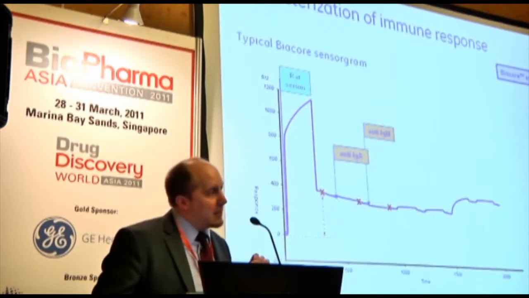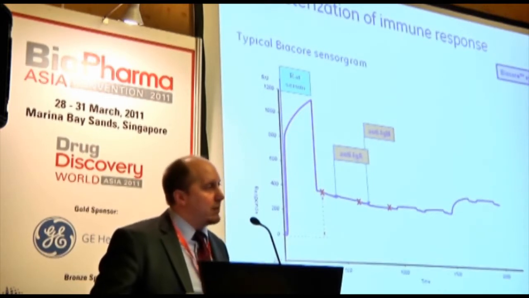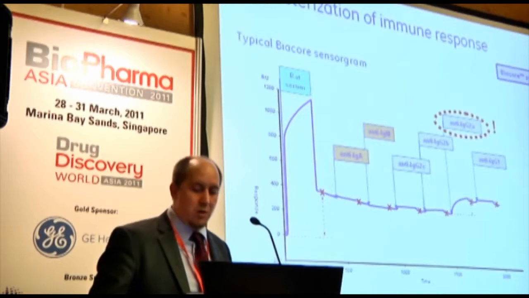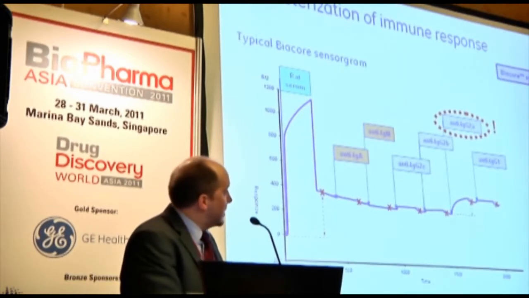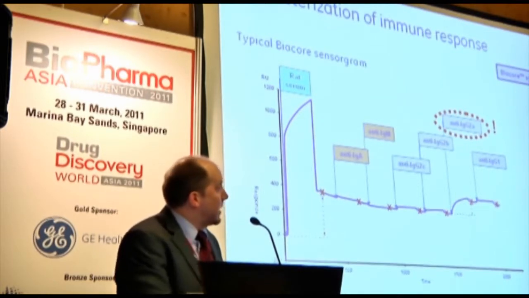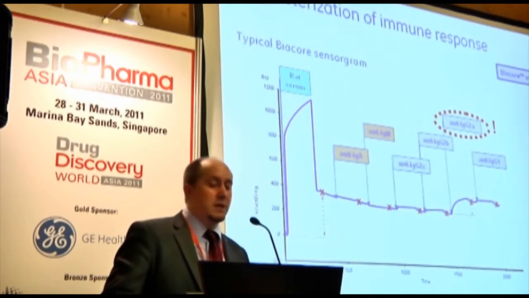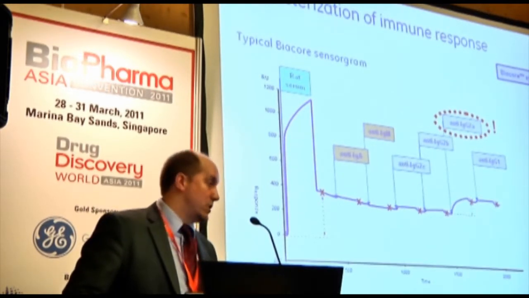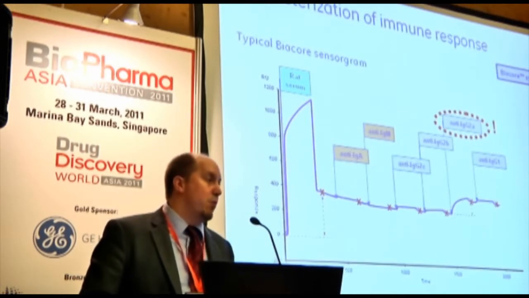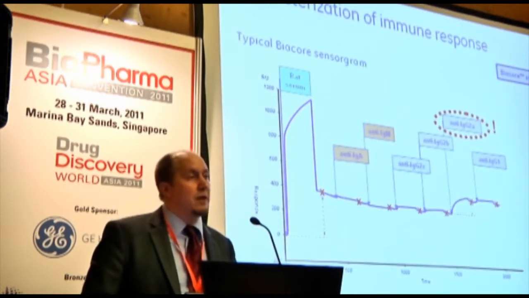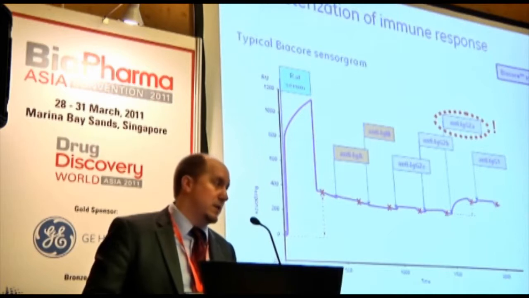Then by injecting isotyping reagents, you can quite rapidly characterize that response. And as depicted by this binding curve sensorgram, you can see that when you inject the anti-IgG2A, you have another shift of baseline, indicating that predominantly this immune response is an IgG2A response. And this is very important for the formulation and the evaluation of adjuvants for vaccines.